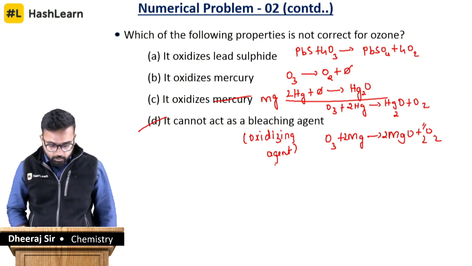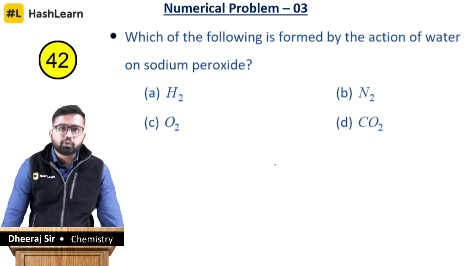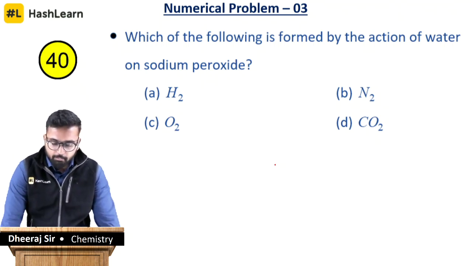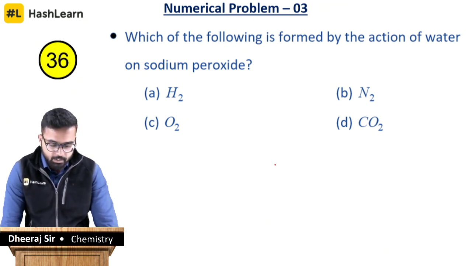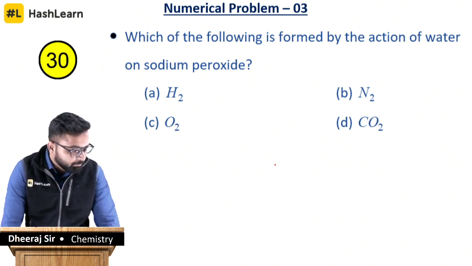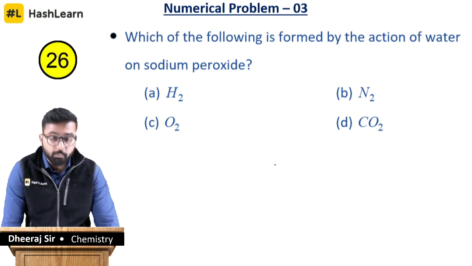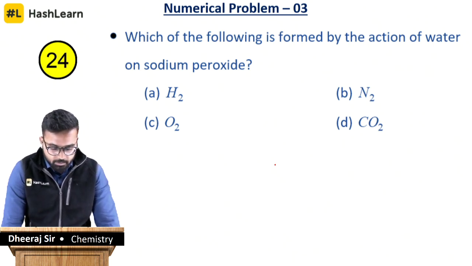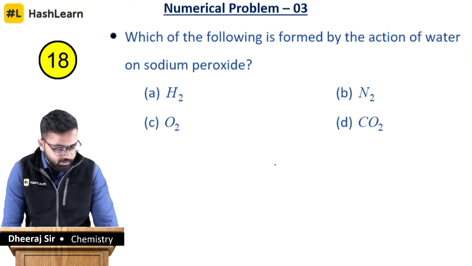Moving ahead to the third question now. Which of the following is formed by the action of water on sodium peroxide? We are asking you to react water with sodium peroxide and tell us what might probably be formed. Try to write the reaction first and then give us the answer. That would be more appropriate. So what is it going to be?